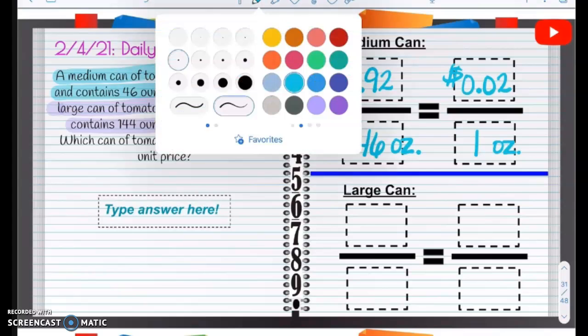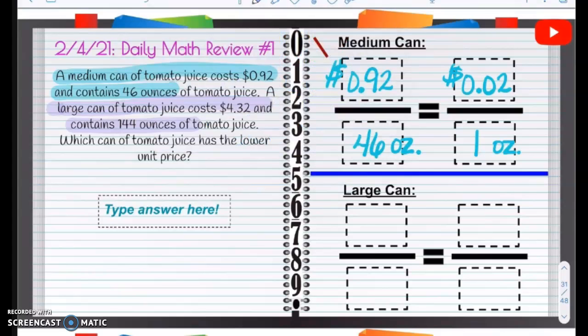Let's take a look at our large can. So remember, put the money on top, $4.32, and that is going to be for 144 ounces. So we're going to have 4.32 divided by 144. You get 0.03, or 3 cents. That's for 1 ounce for our large can.